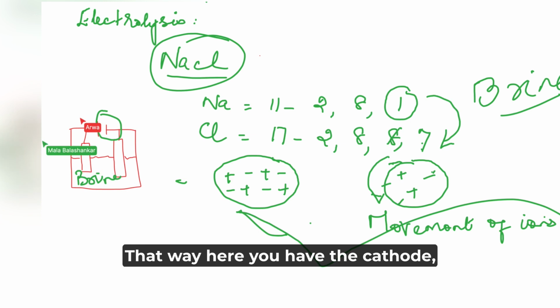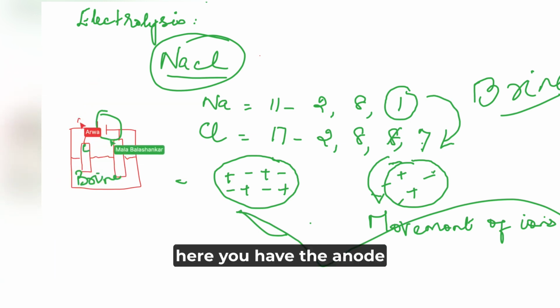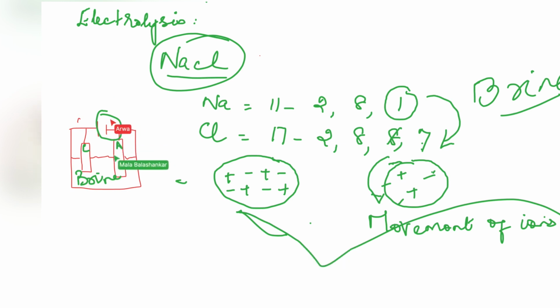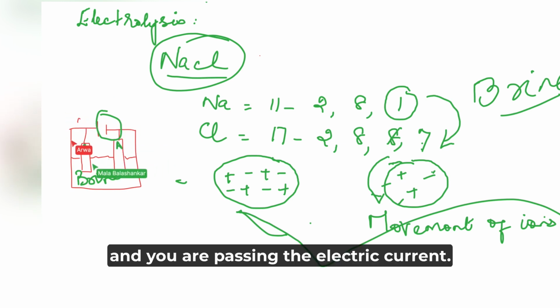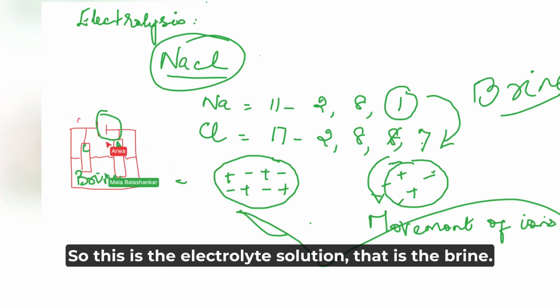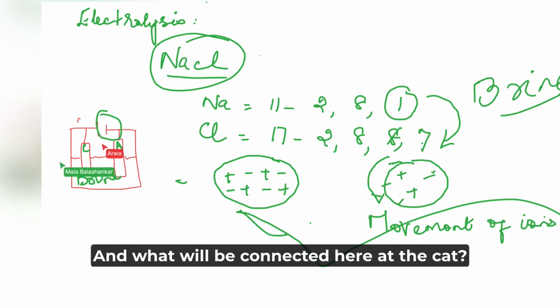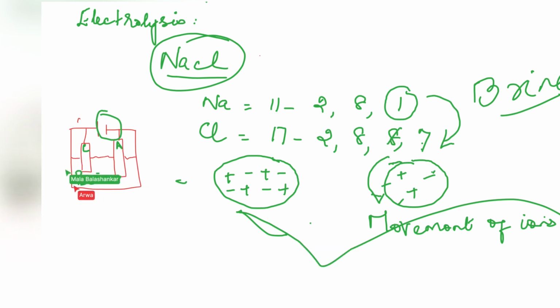Here you have the cathode. Here you have the anode. Then you are passing the electric current. So this is the electrolyte solution, that is the brine. And what will be connected here at the cathode?